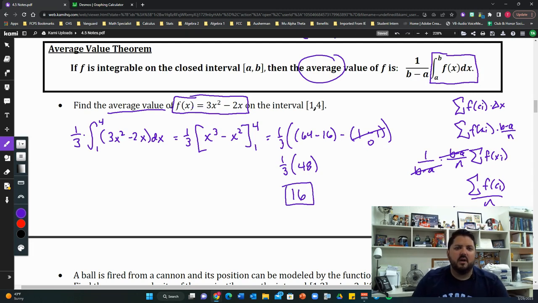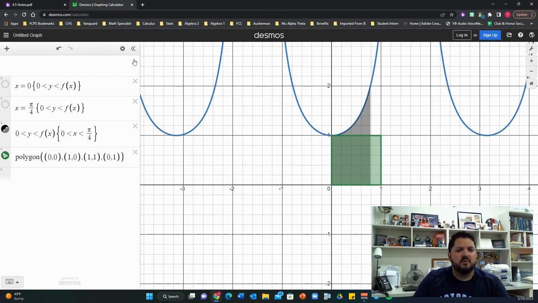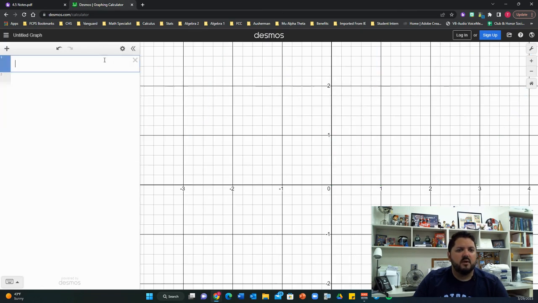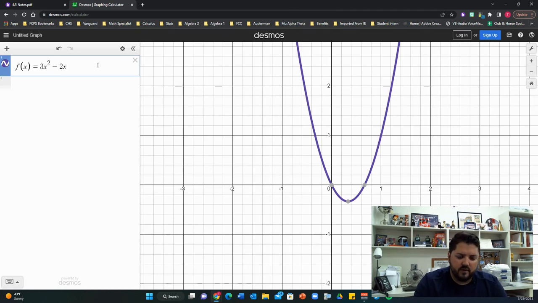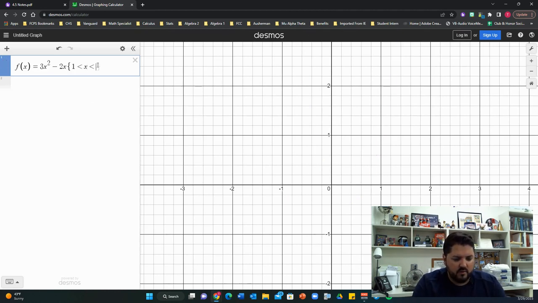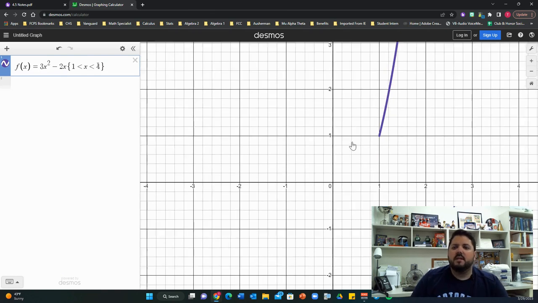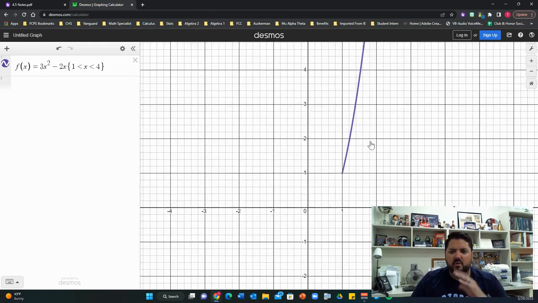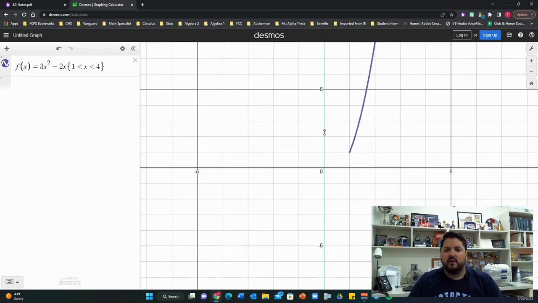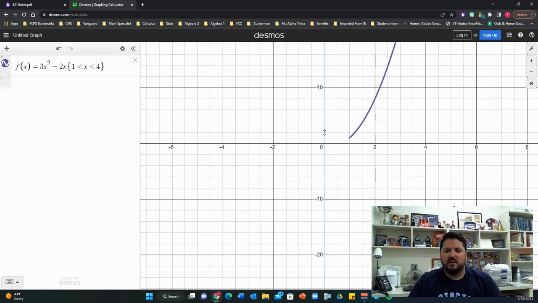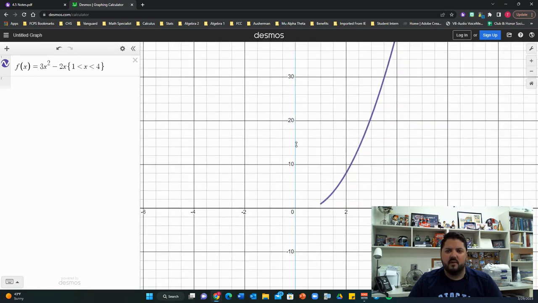So what that is telling us, let's go to Desmos here. So let's look at f of x equals 3x squared minus 2x. We're going to go on the interval from 1 to 4. Now, this is a part where it's a little difficult sometimes to wrap our head around this, and that's because we're dealing with a lot of concepts or applications of infinity.